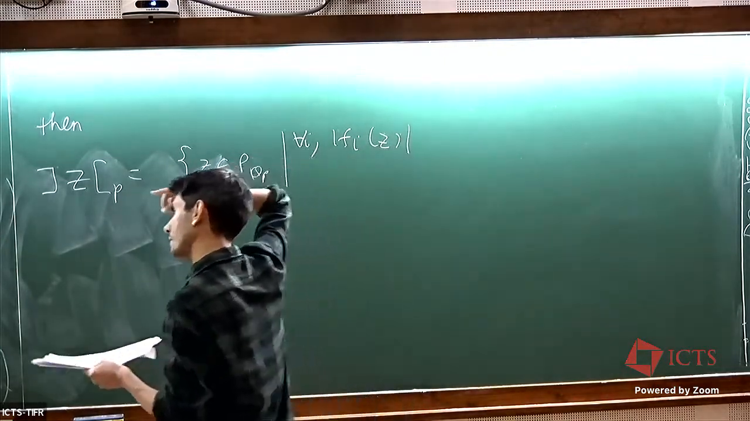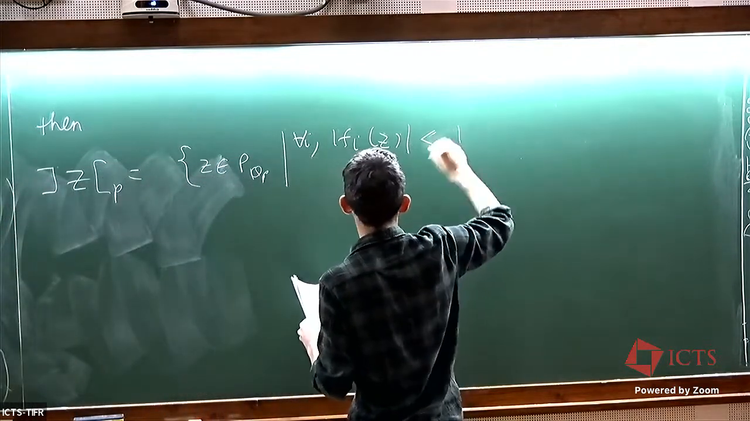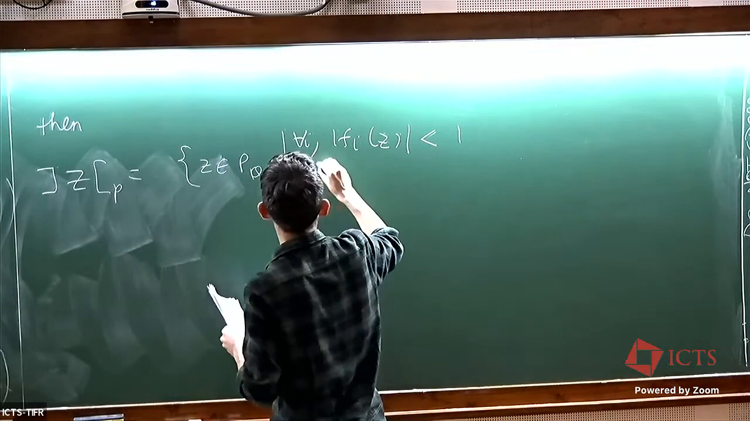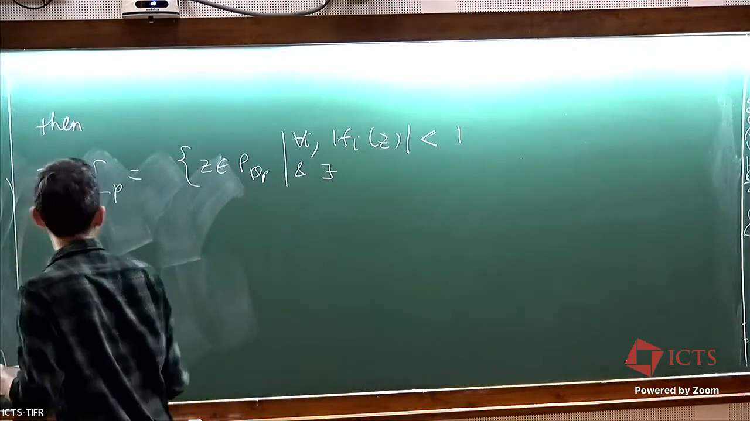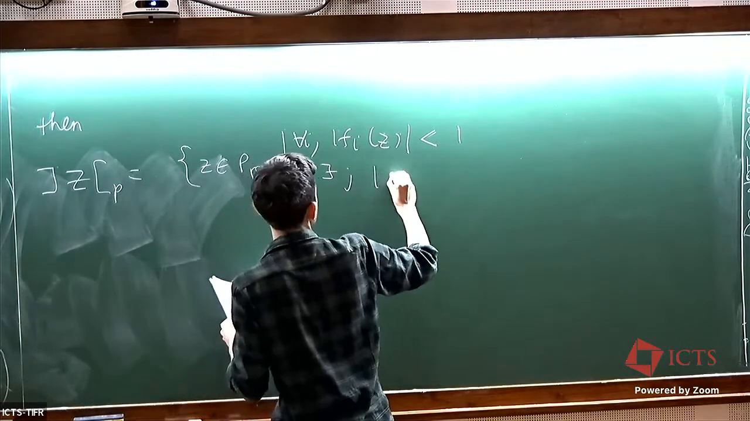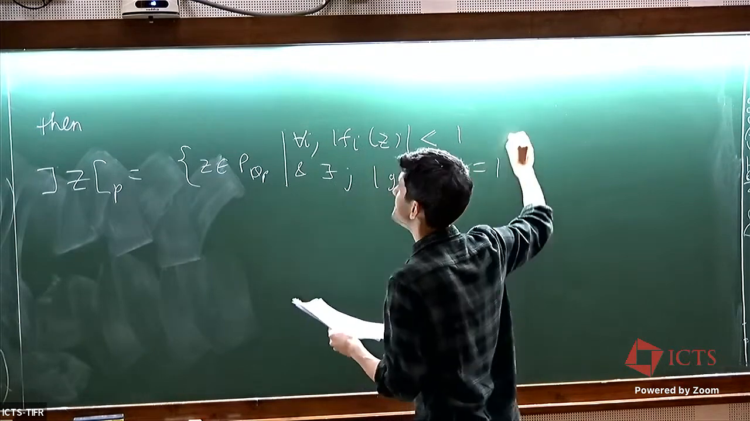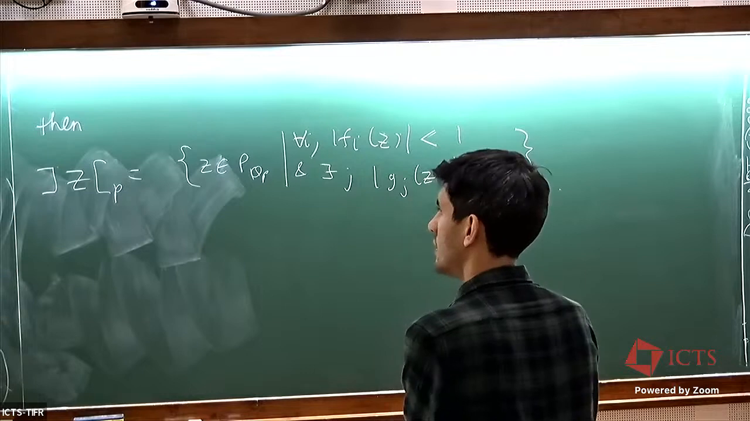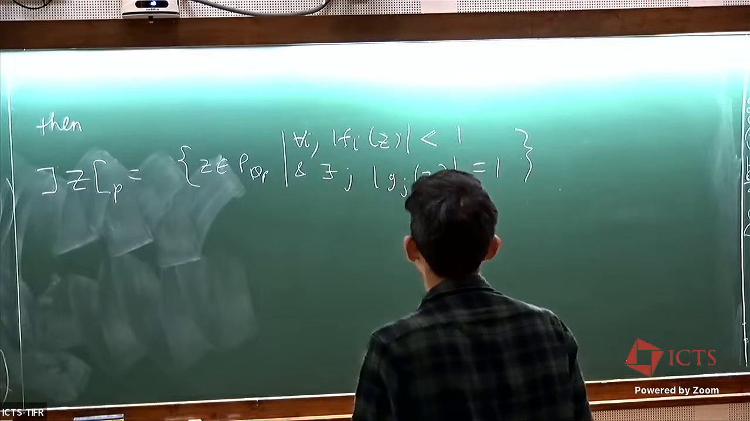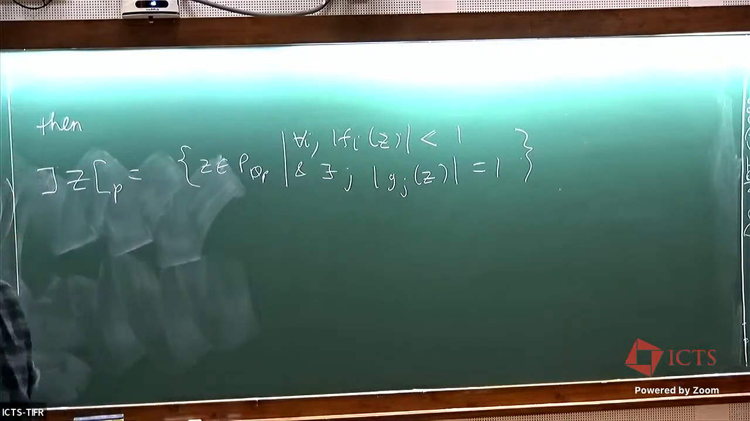So the analog of asking that the f_i vanish is asking that their lifts have absolute value less than 1. And the analog of being in the union of these places where the g_j don't vanish is asking that there exists some j such that the absolute value of g_j of z is equal to 1.